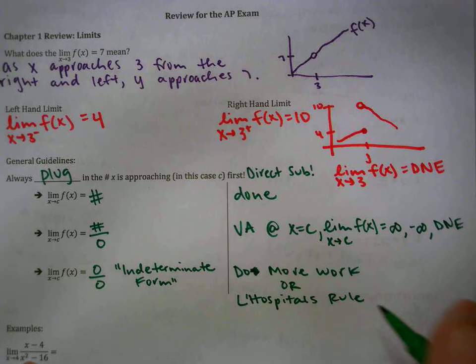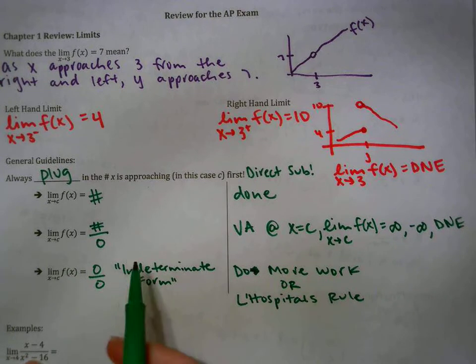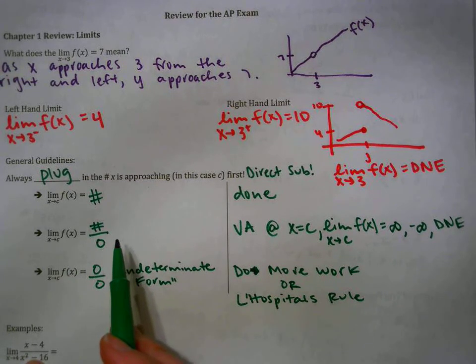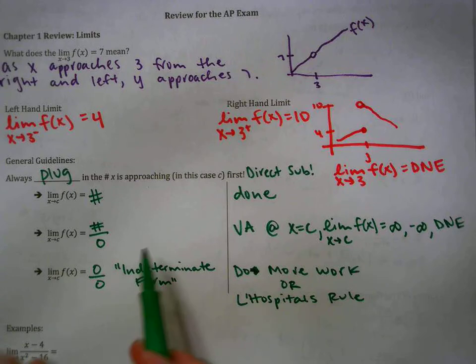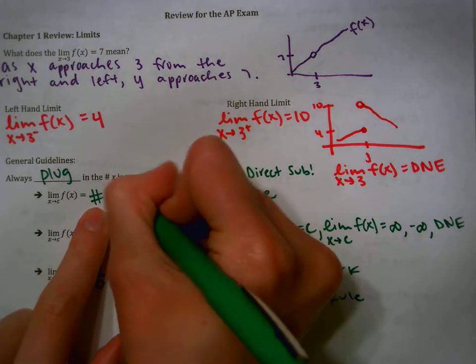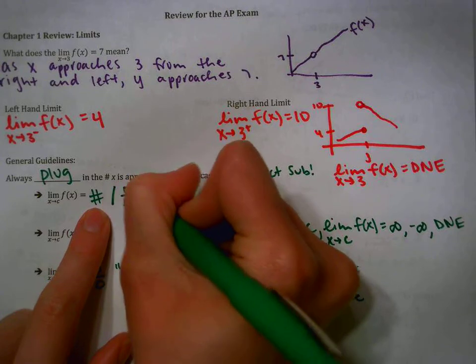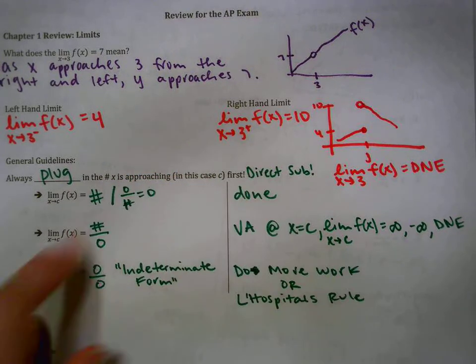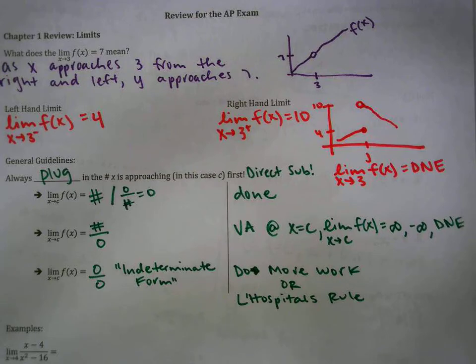So here's an example. Well, real quick, notice we didn't talk about 0 over a number. That's just 0. That would fall under the first category, since 0 divided by a number is just 0. So it's okay to have 0 on top.